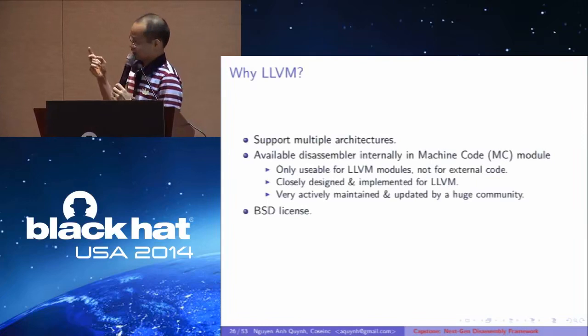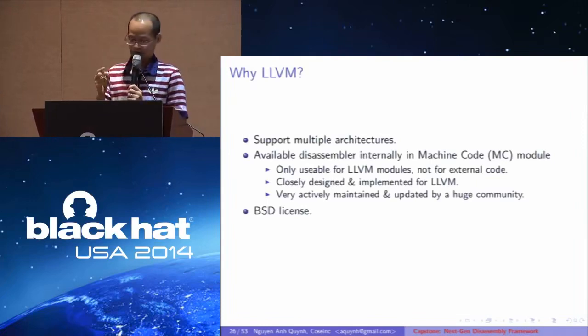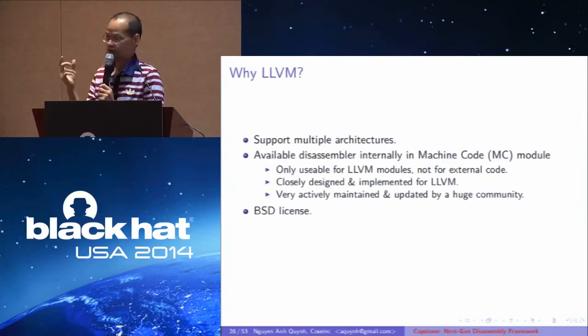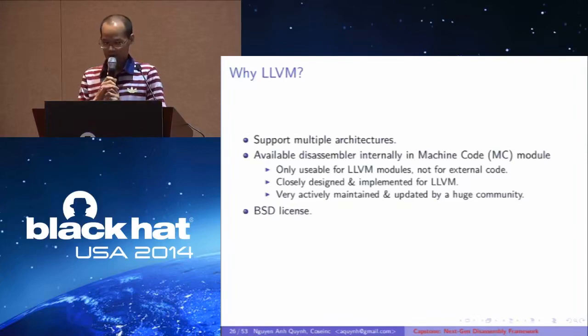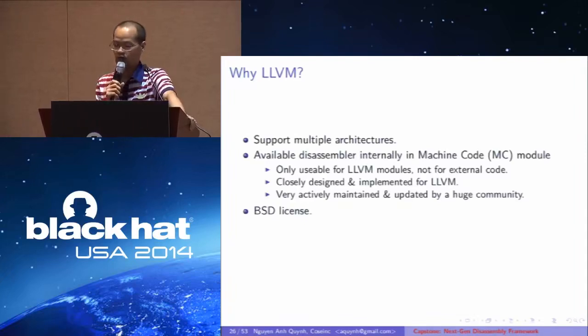And you can find this inside LLVM, in a component named machine code, or MC. But the point is that MC is only usable for LLVM modules, not for external code. You cannot write external code to use MC. And MC is closely designed and implemented by LLVM. And it's very active, maintained and updated by a huge community and a lot of companies behind that. And finally, LLVM is under the BSD license, which is perfect, right?